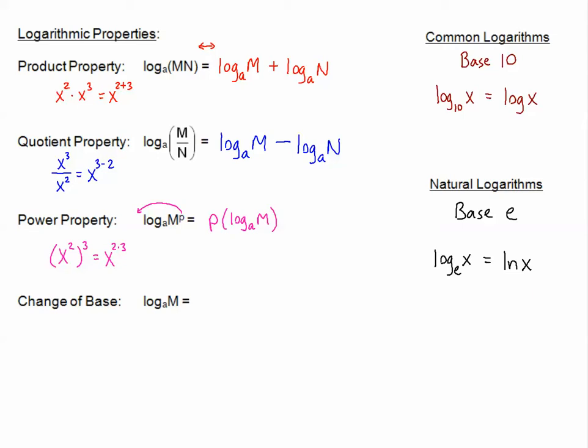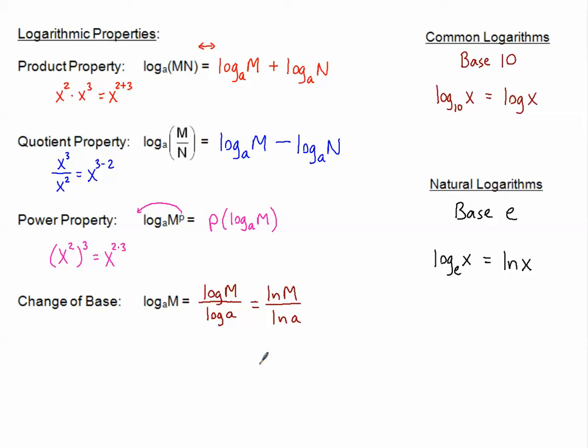Finally, our change of base formula. Our change of base formula says that we can take the log base anything of anything and rewrite it using common logarithms, or in fact using natural logarithms. We can take this logarithm and write it as the common log of the number divided by the common log of the base. Or we could use natural logs: the natural log of the number divided by the natural log of the base. That's what our change of base formula is. And that's really more helpful when we start solving our exponential equations.